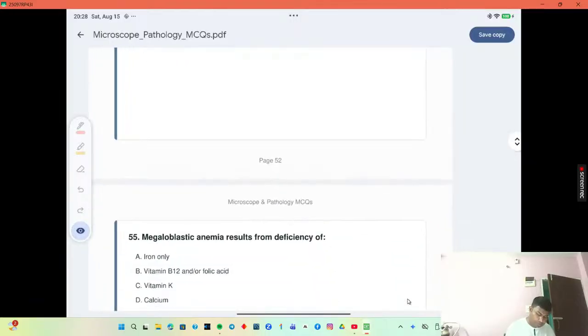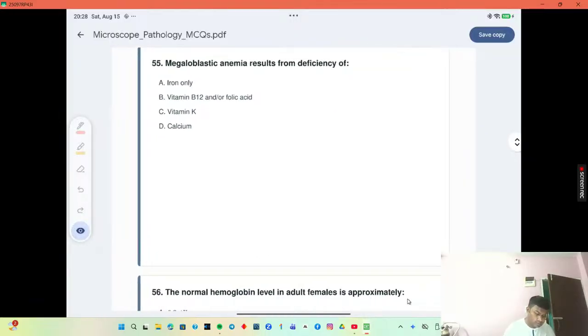now we will move to the next question. Here the question is given as, megaloblastic anemia results from deficiency of. What is the cause of megaloblastic anemia? Megaloblastic anemia is caused from the deficiency of vitamin B12 and folic acid. Okay, so what is the cause of megaloblastic anemia? Megaloblastic anemia is caused by the deficiency of vitamin B12 or folic acid.